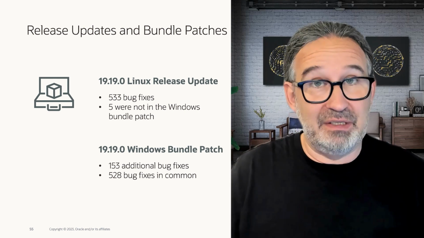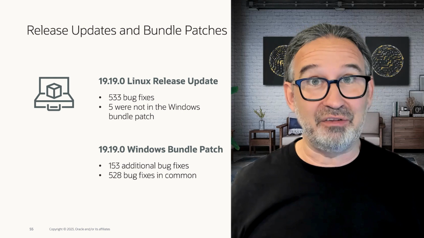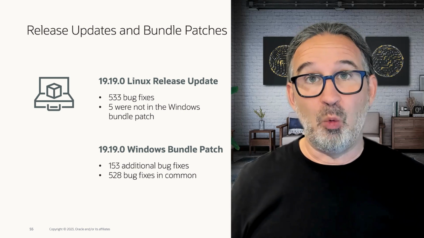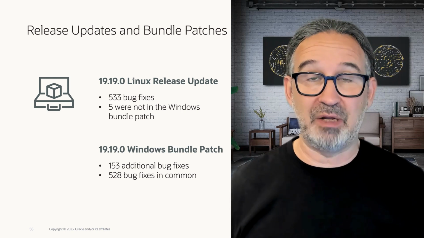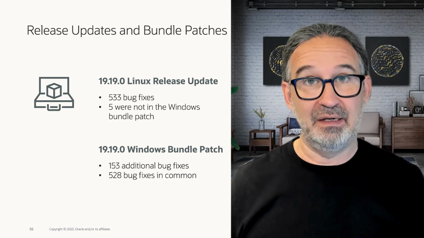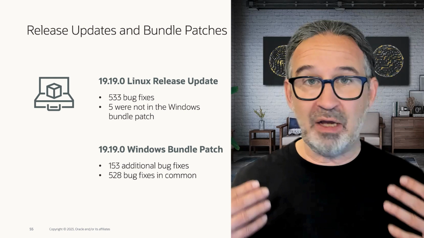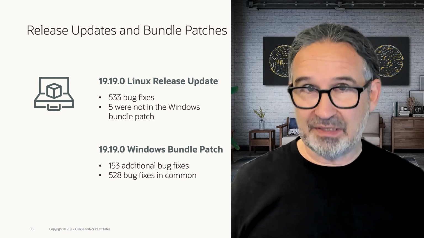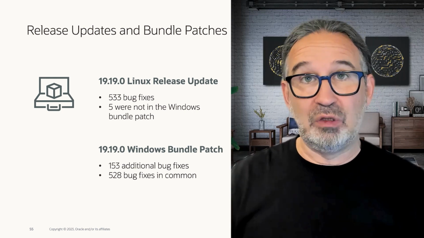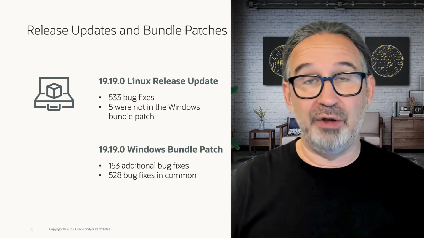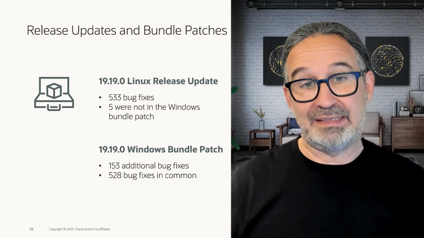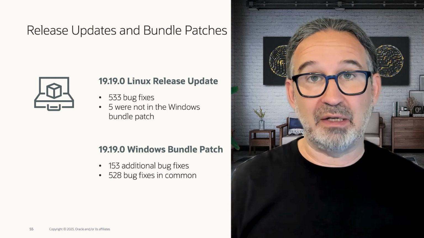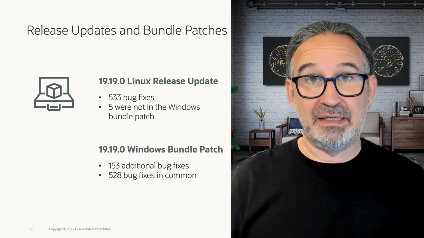Now you may ask the next question: why does Windows have 153 additional fixes which are not included in Linux in 19.19? A simple reason is that on Windows, we don't deliver one-off patches or merge patches as easily as we deliver them on the Unix platforms. And one of the core reasons is that on every Unix platform, you have a compiler. A compiler is part of your environment. While on Windows, if you license a compiler, that's really expensive. So not many of you have a full Windows compiler able to compile a one-off fix into the current executable. So it's less often that we deliver one-off fixes. This may be one of the reasons why a Windows bundle patch has more fixes included than the Linux one at the same time.